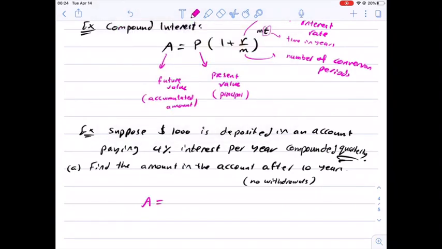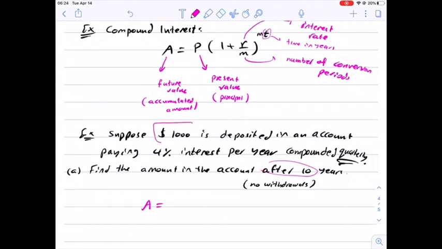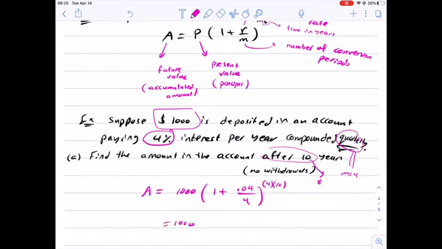Okay, so in this case we apply the formula directly. A is the future amount, because we are asked to find the future amount after 10 years. So A equals, what is the principal value? We deposited 1,000 times 1 plus R. What is R? R in this case is 4%, so we write it as 0.04 over M. How many compounding periods? We have 4 compounding periods. This is M equals 4, raised to power M times T. Time in years is 10.